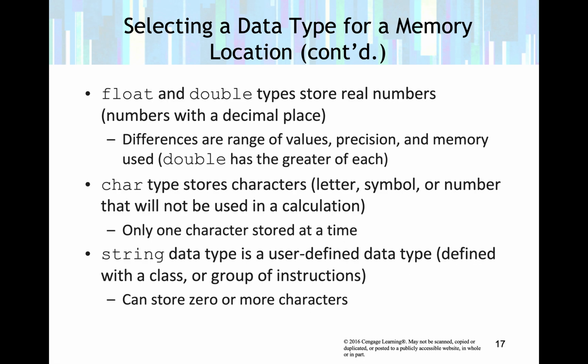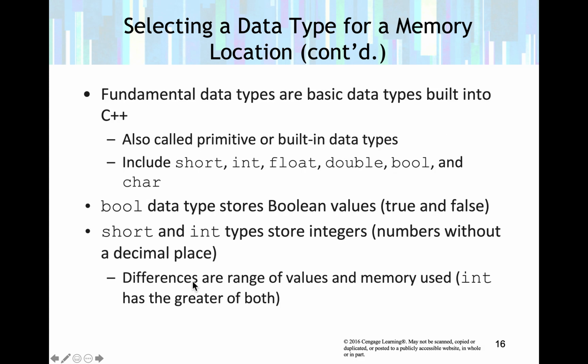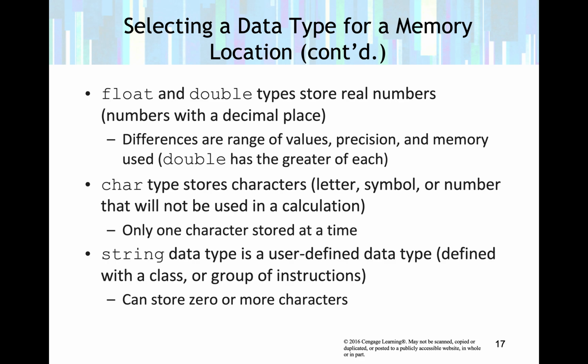So we'll go back here and take a look at this, just to see if I forgot anything. So Boolean stores true and false. We said short and integers are numbers without decimal places, and float and doubles are real numbers, so they have decimal places. One thing: earlier I said characters would be something like the letter A, but really it's any character that you see on your keyboard. It can be a letter, a symbol, or a number.